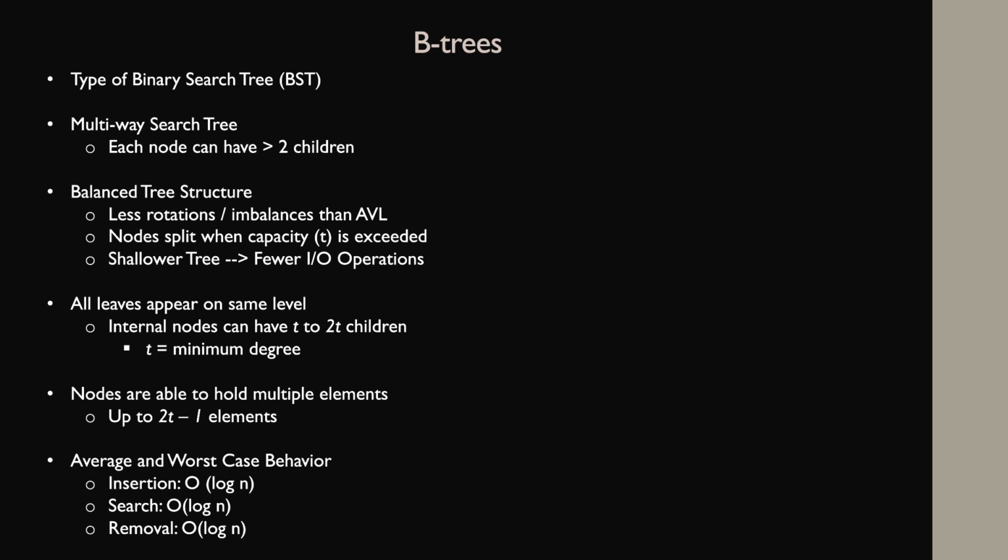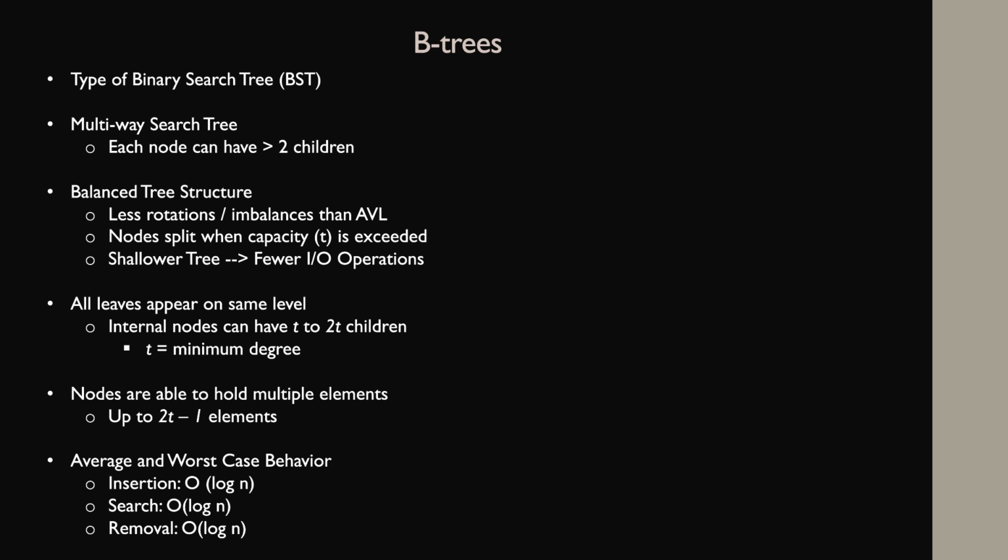Instead of rotations, they split nodes when the nodes become too full, and it overall keeps the tree shallow, which reduces the number of input operations when we insert or search for an element. So all the leaves appear on the same level, which overall just helps to maintain balance. And the internal nodes have T to 2T children, and T is the minimum degree and defines how many children a node can have.